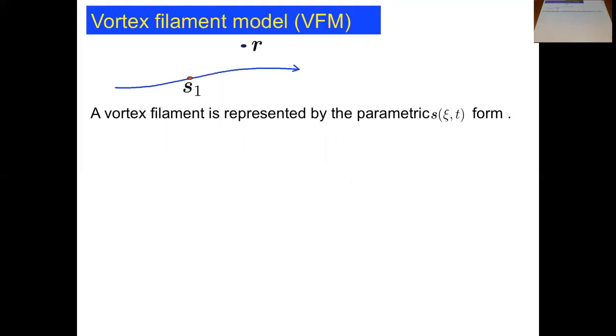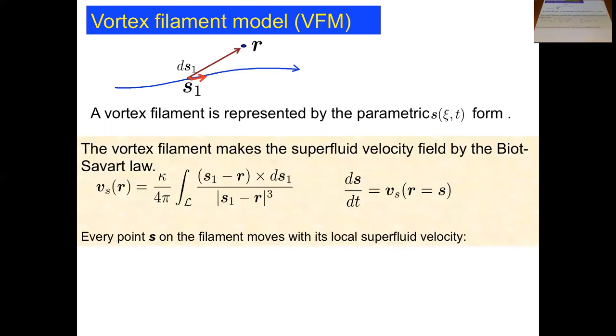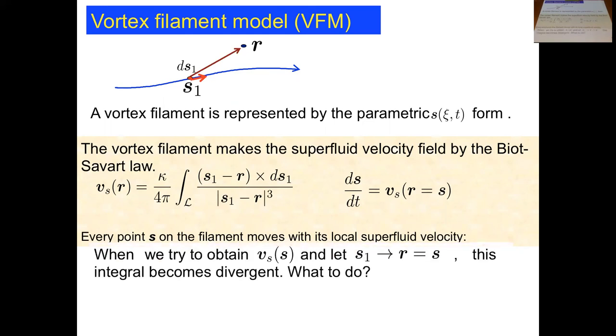So let me briefly explain the vortex filament model. The vortex filament model is represented by the parameter, something like this. In the case of superfluid helium-4, the vortex core size is very, very thin. So our vortex filament model is useful. The vortex filament makes the superfluid velocity by the Biot-Savart law. And the inertia is very small. So every point s on the filament moves with its local superfluid velocity. But we tried to obtain the superfluid velocity at the vortex on the vortex filament. So we can find easily that because of this term, this integral becomes divergent.